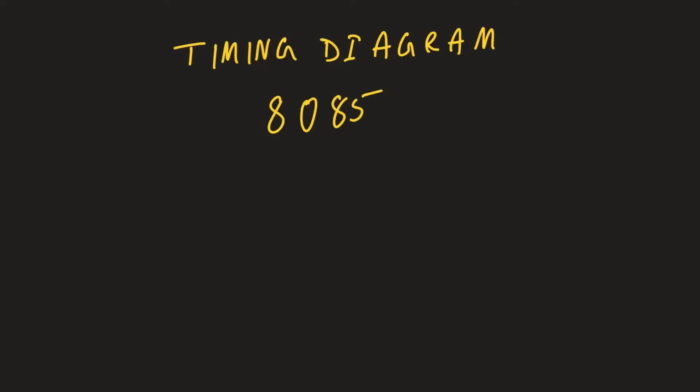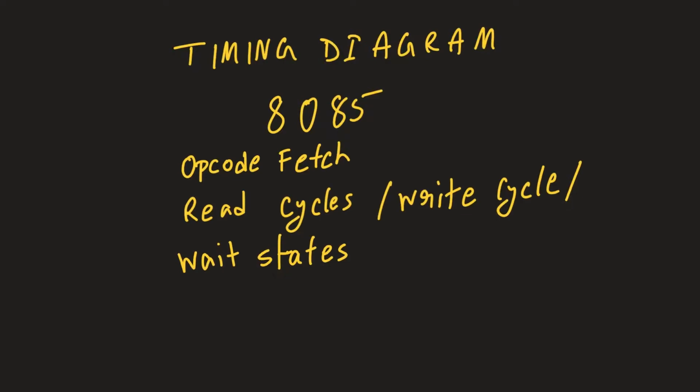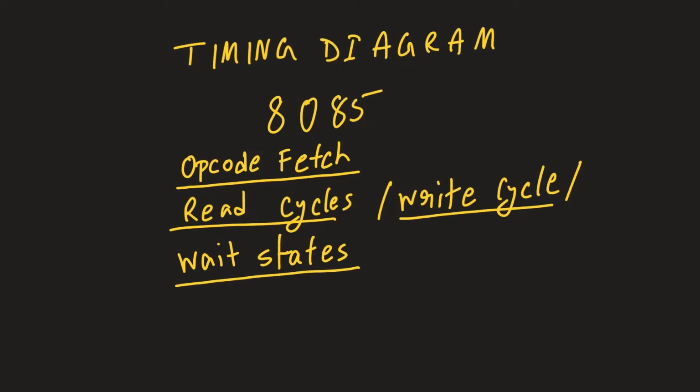In this video, we are going to discuss the timing diagram of 8085. While we are drawing the timing diagram of an instruction of 8085, the first machine cycle is always an opcode fetch cycle. Then we may or may not have read cycles, write cycles, or both, or we may also have some wait states. Each of these cycles are called machine cycles.